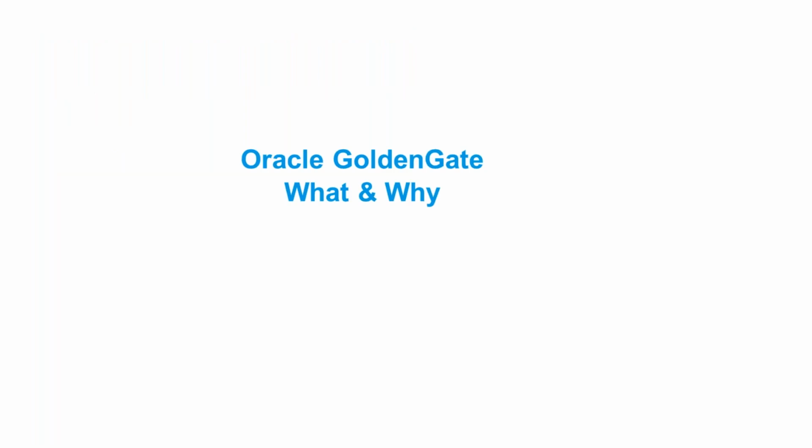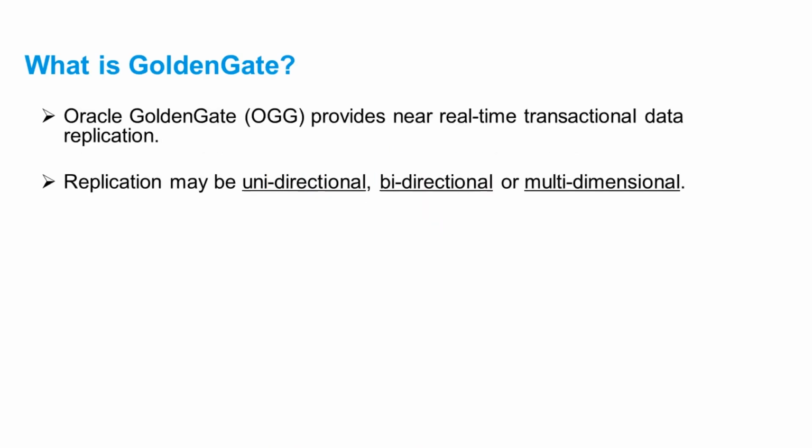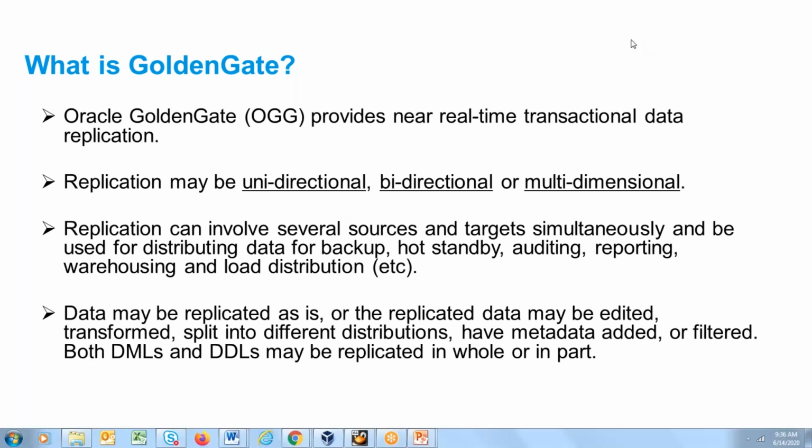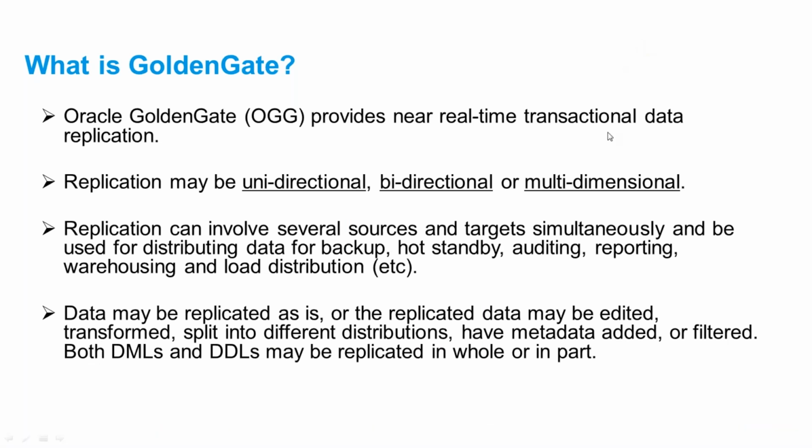Let us start with what is Oracle Golden Gate and why do we need Oracle Golden Gate, for professional reasons as well as personal reasons. Oracle Golden Gate provides near real-time replication. It is a change data capture solution which allows you to replicate the data in near real time. As soon as the transaction is done, it gets applied onto the target database in near real time. With Golden Gate, the replication can be unidirectional, bidirectional, or multidirectional.